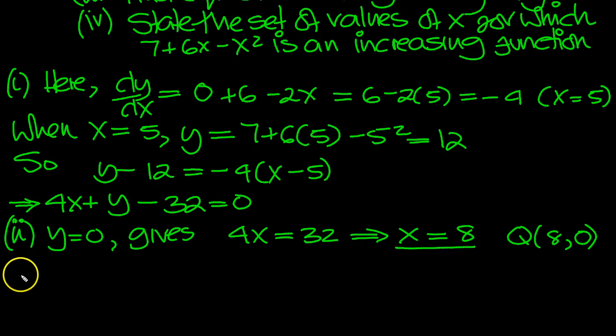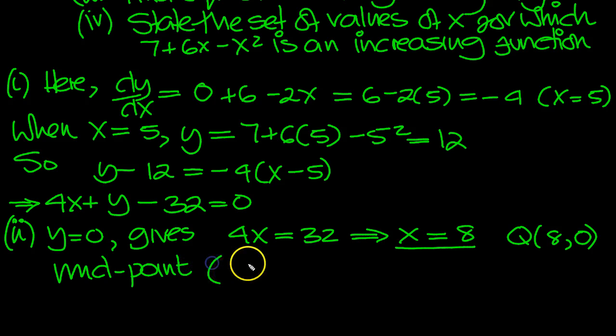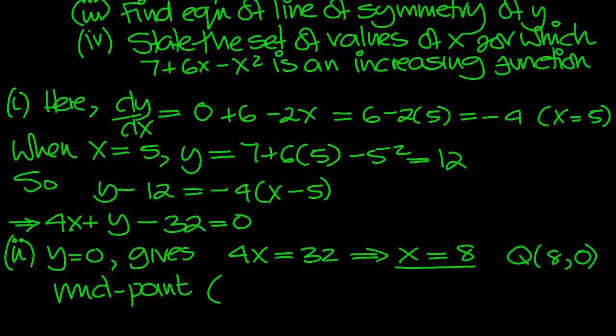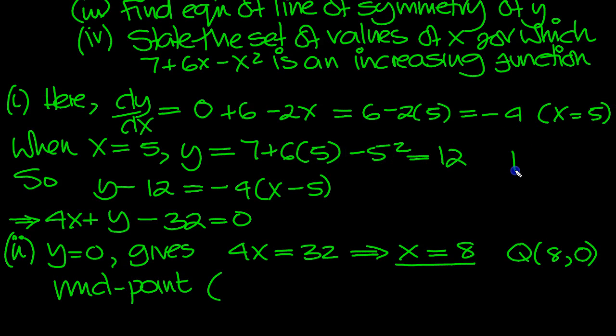So there's Q. So midpoint of PQ. So the P coordinate, let's write that down explicitly. It was when x was 5 and y had the value 12, wasn't it? So the midpoint here would be 5 plus 8 is 13. 13 divided by 2, halve it. And then 12 plus 0 is 12. Half that is 6. So there's our midpoint, halfway between P and Q.